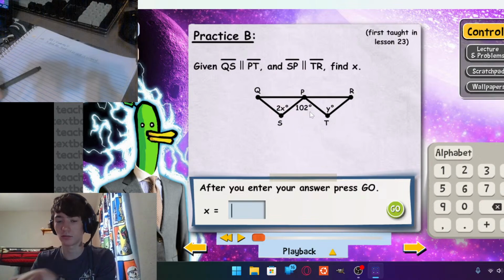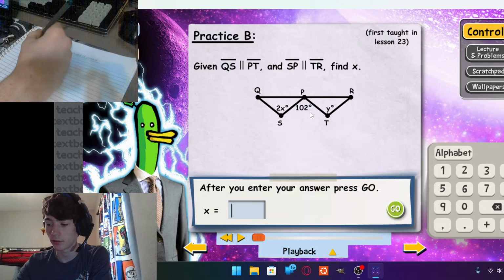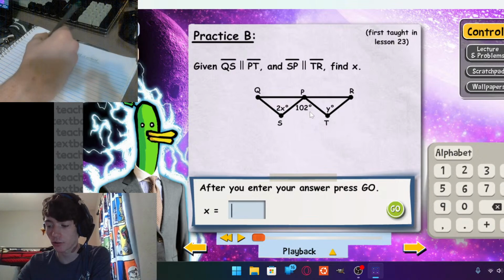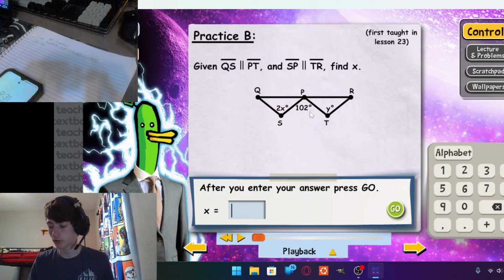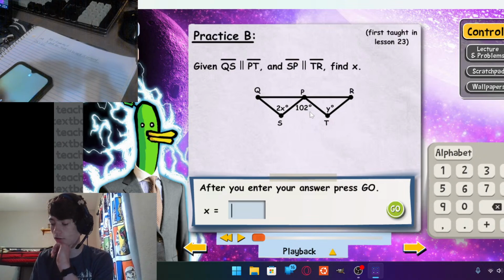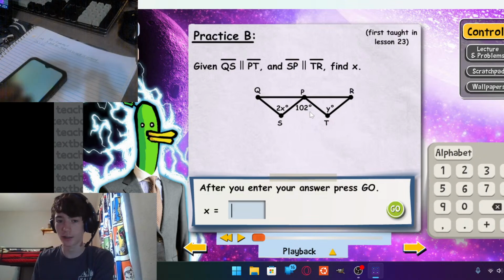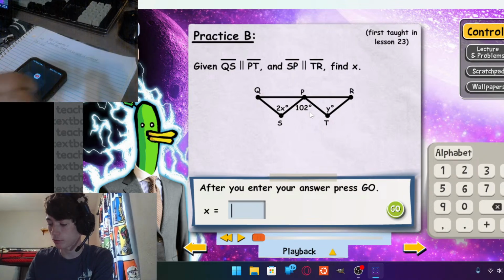So we have, wait a second. So we have 2x equals 102. So let's just put this in my calculator. I don't have an actual one because I lost it because I'm a bozo.